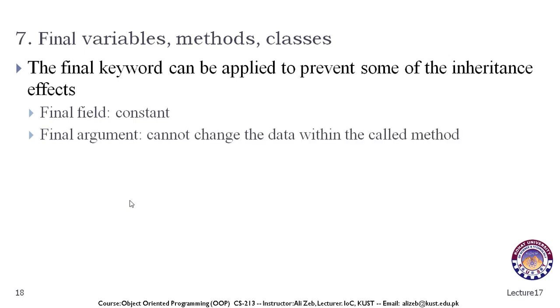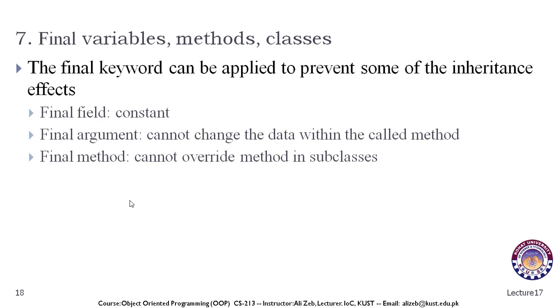A final argument cannot change the data within the called method. So if we declare a parameter as constant or final in Java, then we cannot change the value in that variable wherever we call that method from. A final method cannot override a method in subclasses. A final method cannot be overridden.